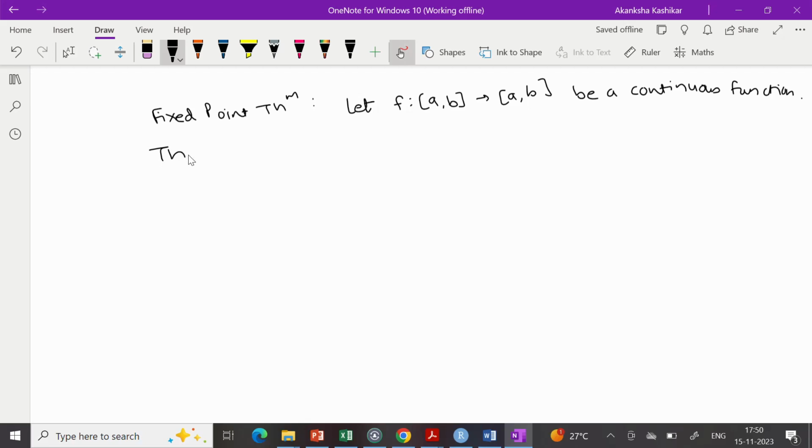Then there exists c in [a,b] such that f of c is equal to c. Such a thing is called a fixed point. So c is a fixed point of f. Fixed point of f means the function f does not move c. In that sense, c is a fixed point. The function f maps c to itself, so c doesn't move under this function. So this c is called a fixed point of a function, hence the name of the theorem is fixed point theorem.